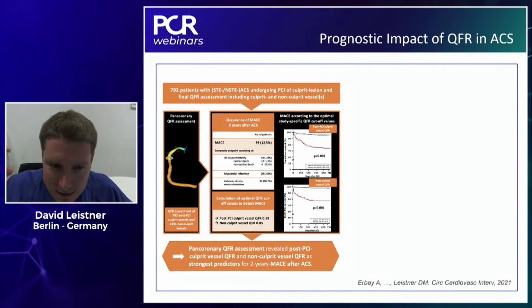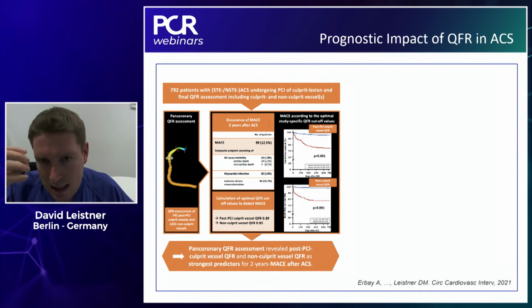We took more than 700 patients with acute coronary syndrome that underwent PCI of the culprit lesion, and we did two things. On the one hand, we did a final QFR assessment within the culprit vessel, and as an add-on, we investigated all non-culprit vessels where we have no clear stenosis intended for a PCI procedure, and looked at how this QFR can bring you prognostically relevant information.